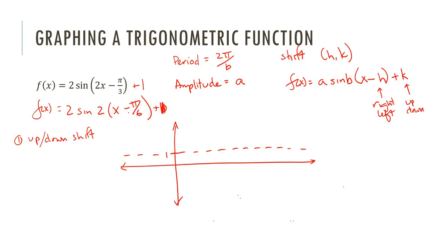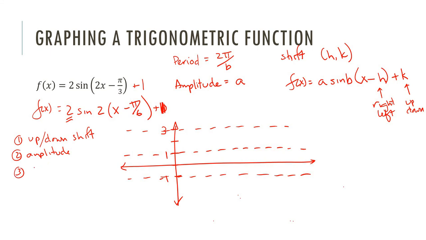Okay? The next thing that I suggest doing is the amplitude. The amplitude is how far up and down I go from the middle. In this case, my amplitude is 2. So from my central axis, I'm going to go up 2 to 3 and down 2 to -1, and that will be my top and bottom. So now I know top, middle, and bottom for my function.